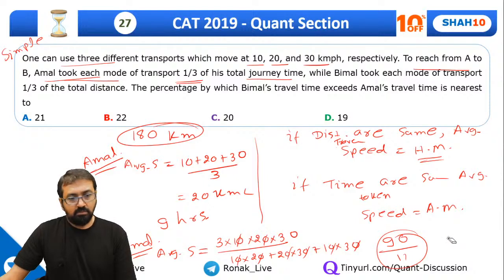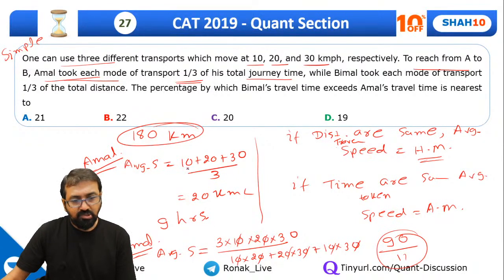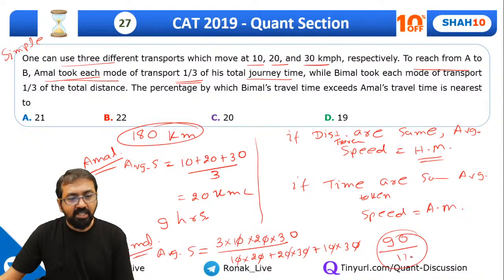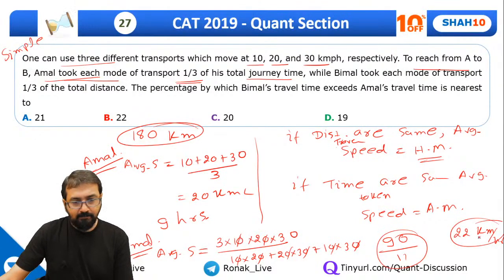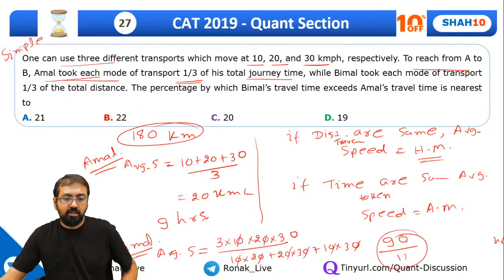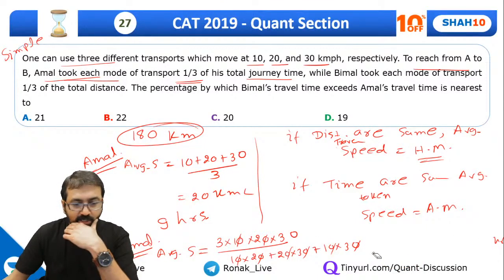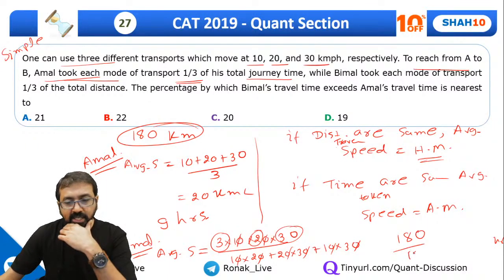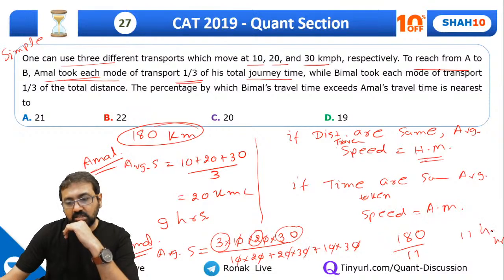Just a moment, guys. So this will come out to be 22 kilometer per hour. So this is the average speed. So for 180, what will be the time taken? Just a moment, what is this coming? Something is wrong, guys. We forgot to multiply by 3 or what? 30 into 2, 60, 3 is 180. So this will be 180 by 11. So it will take 11 hours.